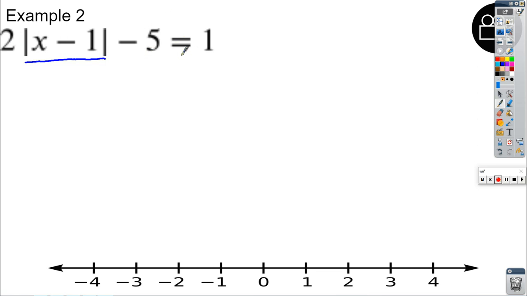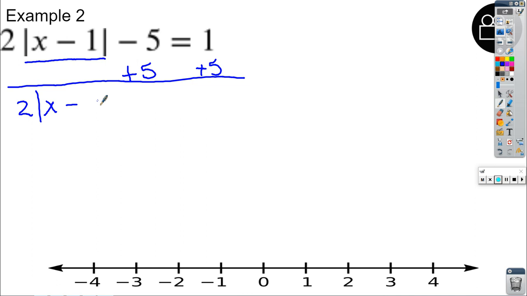So the easiest way to set that up is, because this 2 is so close to it, I'm going to leave that for my last step. The first thing I want to do is isolate this 5 and move it across this equal sign to the opposite side. Now what's going to happen is I have the 2, absolute value of x minus 1. These two cancel each other out, and then I'm left with 6.